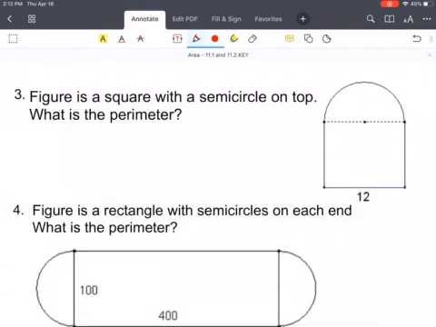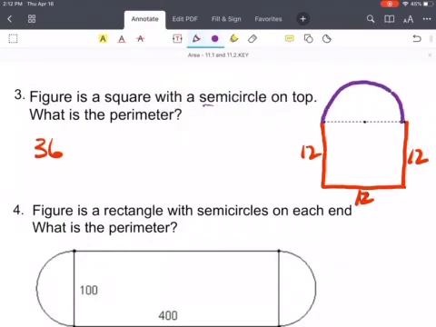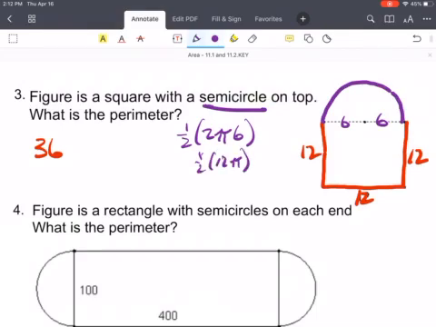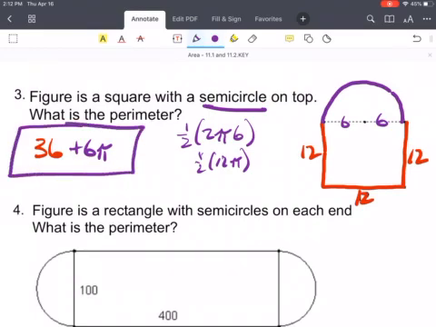Perimeter on the outside of this figure with a square with a semicircle on top. So we have straight edges here, and because those are parts of a square, I have 12 and 12 and 12. So my straight edges give me 36. The distance around that semicircle is 1/2, because it's a semicircle, half of a circle. So that is half of my circumference, which is half of 12 pi. So the total perimeter is 36 plus 6 pi, and I cannot add those together.